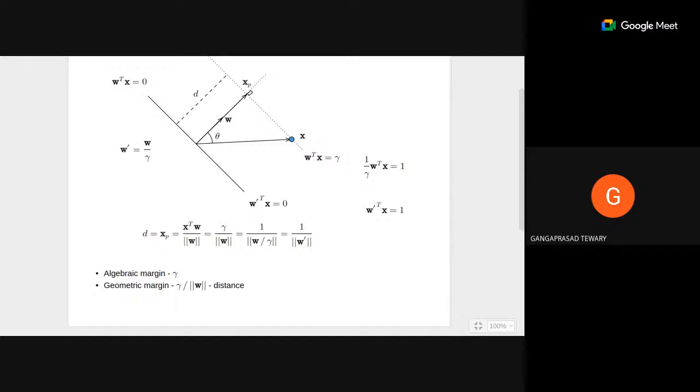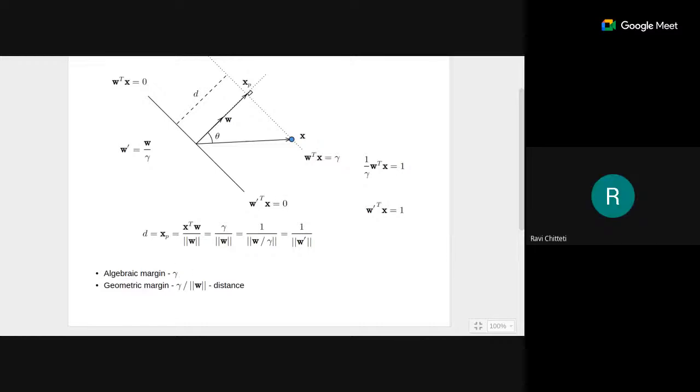But where is that a coming from, because W transpose X we are taking as zero? So that is becoming my origin. W transpose is a vector, and X is also a vector, so we are doing the dot product. We are getting zero over here, and that is my origin.